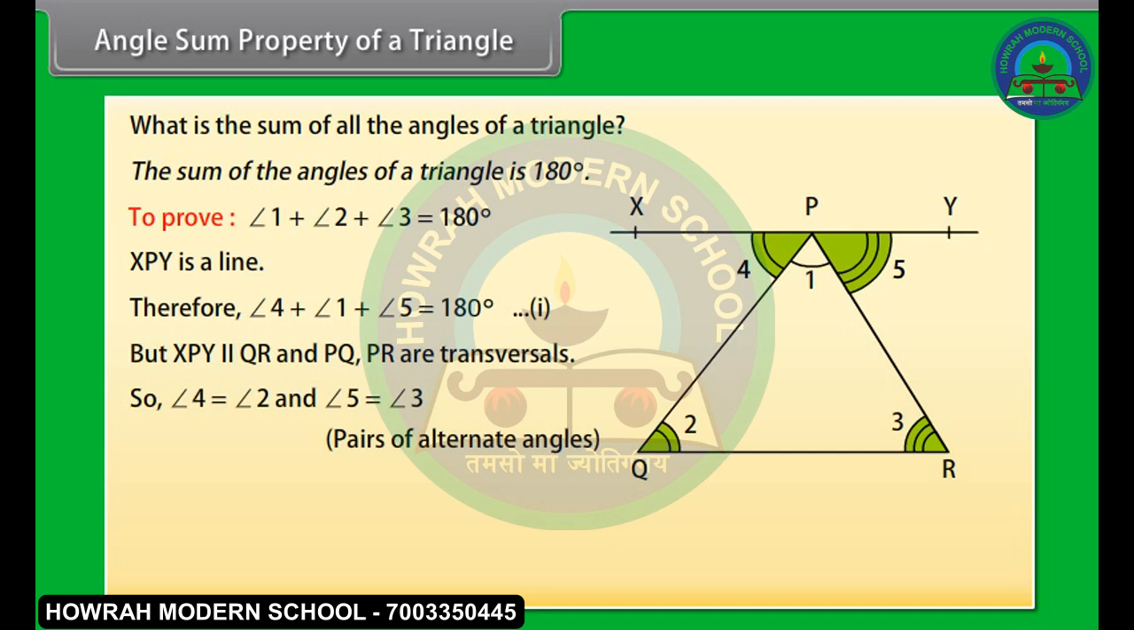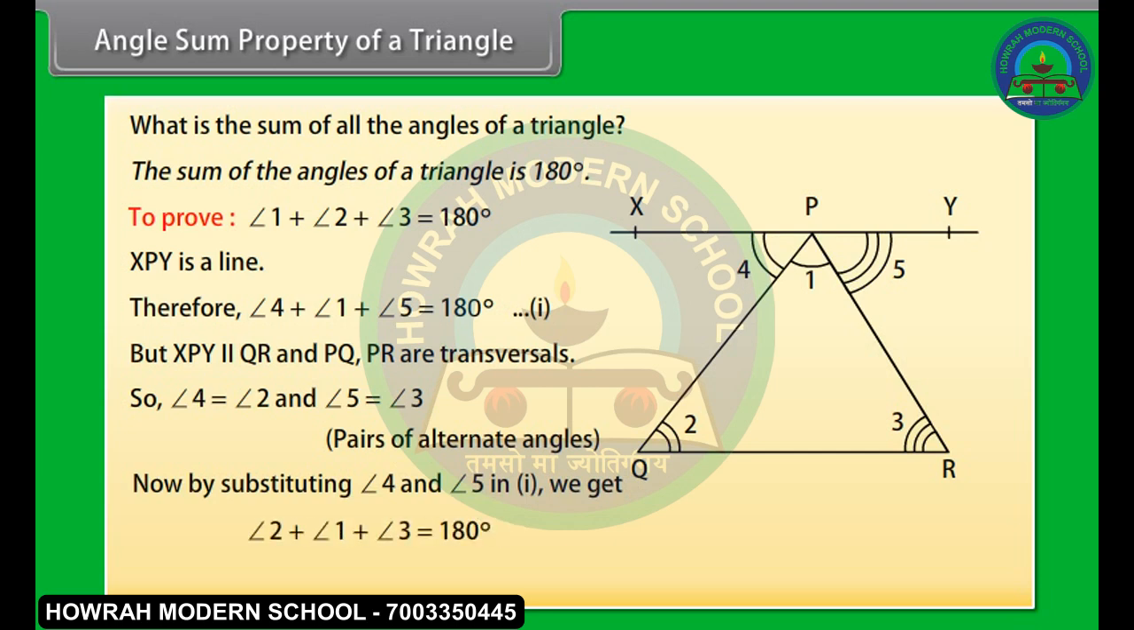So angle 4 is equal to angle 2 and angle 5 is equal to angle 3 because these are pairs of alternate angles. Now by substituting angle 4 and angle 5 in 1, we get angle 2 plus angle 1 plus angle 3 is equal to 180 degree. Or we can write it as angle 1 plus angle 2 plus angle 3 is equal to 180 degree.